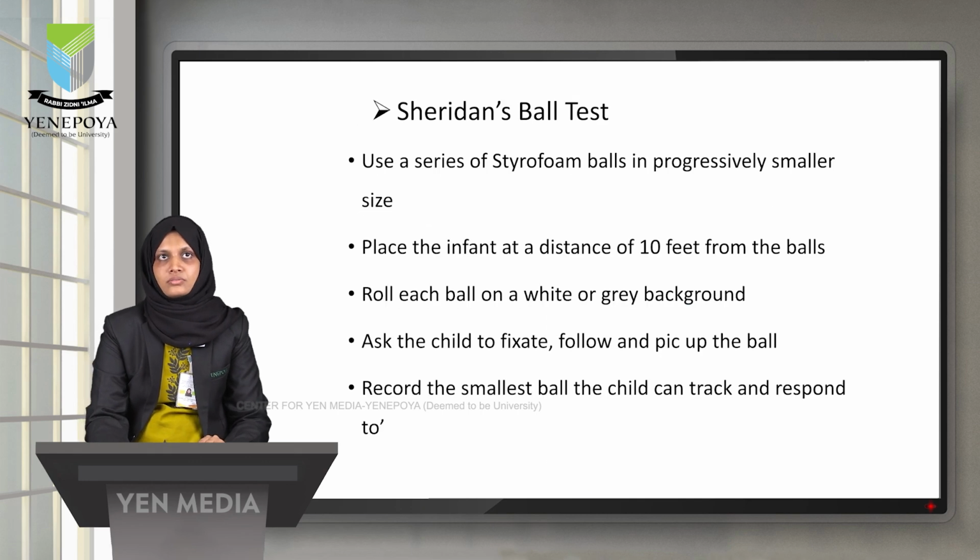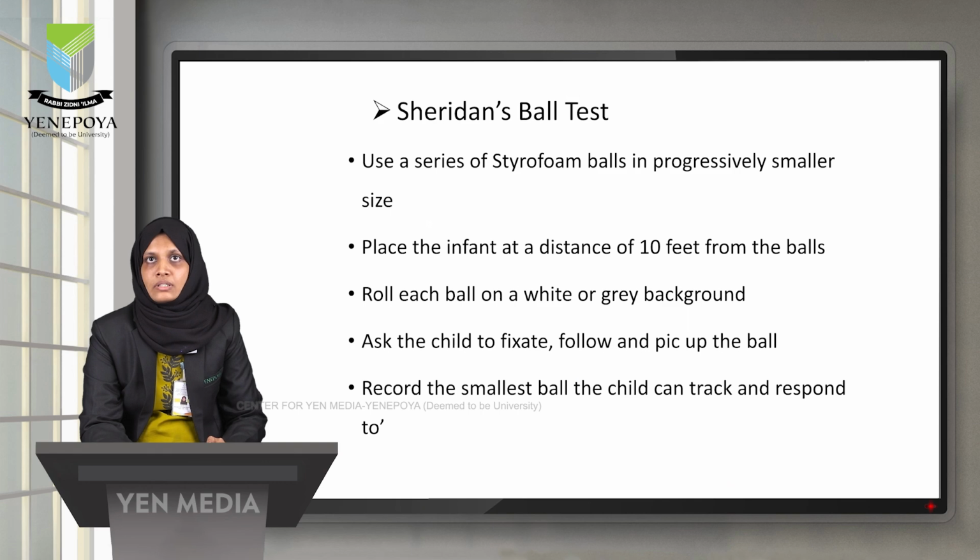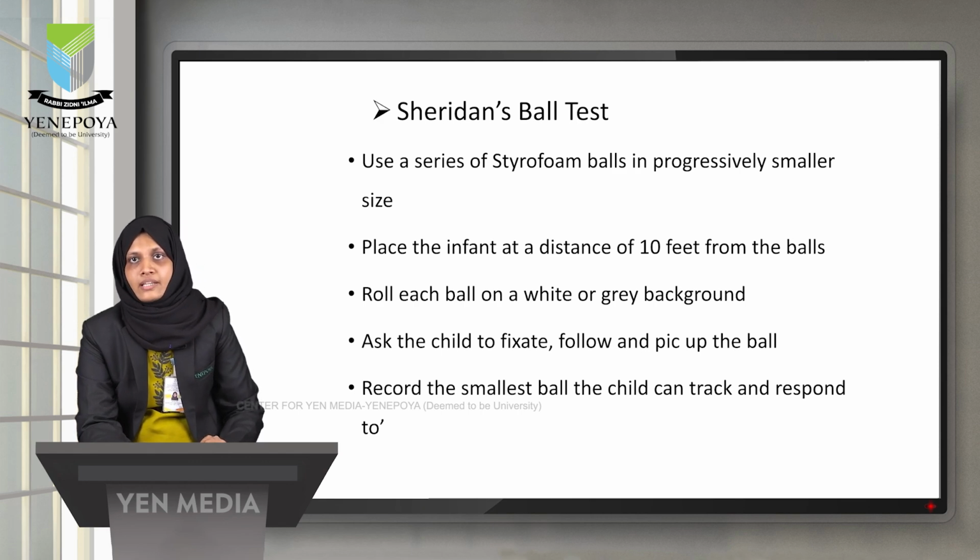So let's go through Sheridan's ball test. Use a series of styrofoam balls in progressively smaller sizes. Place the infant at a distance of 10 feet from the ball. Roll each ball on a white or grey background. Ask the child to fixate, follow and pick up the ball. Record the smallest ball the child can track and respond to.